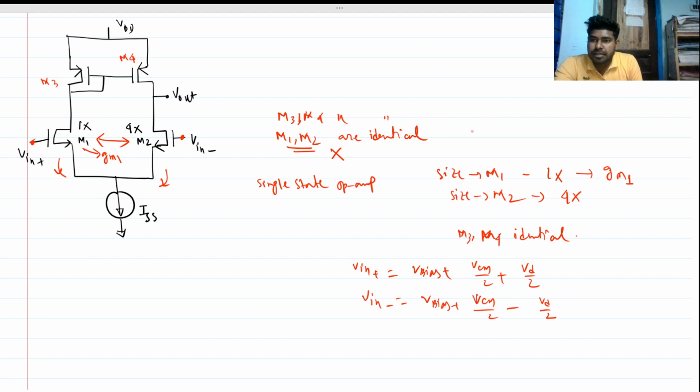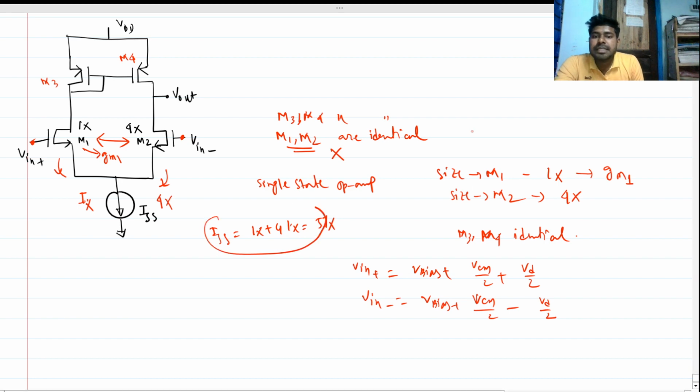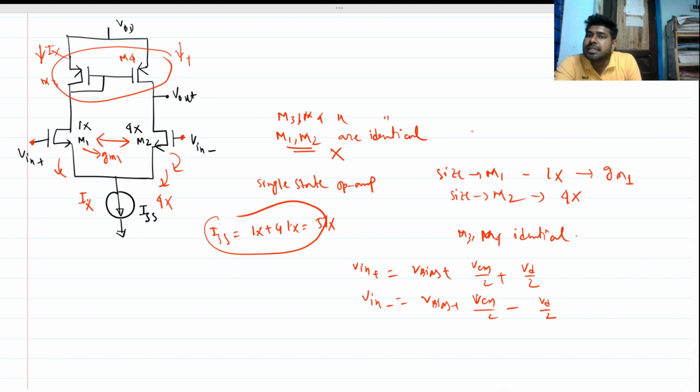You may say this will be Ix, and this will be 4Ix, and our ISS will be Ix plus 4Ix, so 5Ix. But is this right? We are talking about this condition only, but what about the current mirror? This current mirror ensures that the current will be equal in each branch. If there is Ix, the current through here will be Ix. What is the correct assumption here?